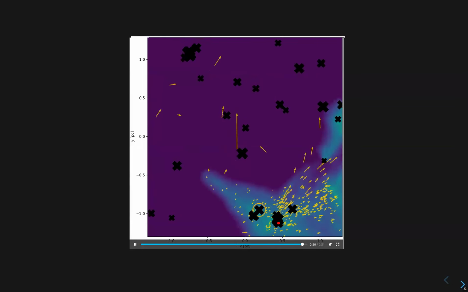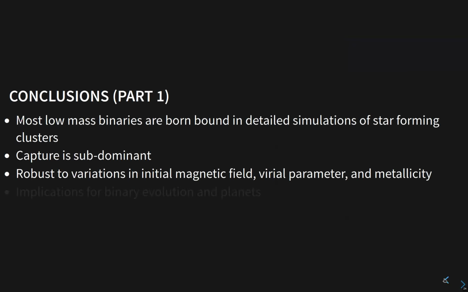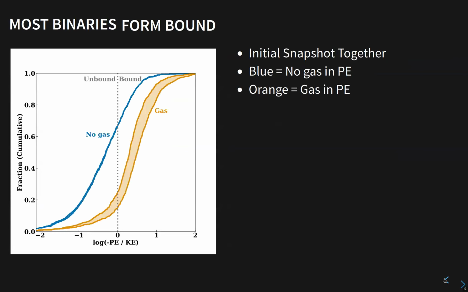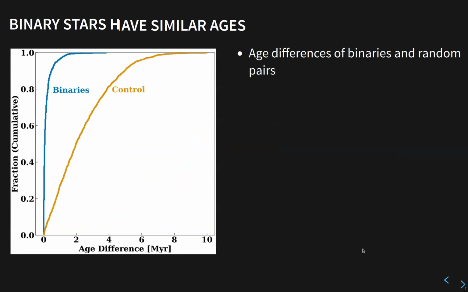Yeah, go ahead. What is the typical age difference between the stars in the binaries? Well, it's a bit hard to see with the scale. It's a few 100,000 years. Yeah, so this was this distribution here.